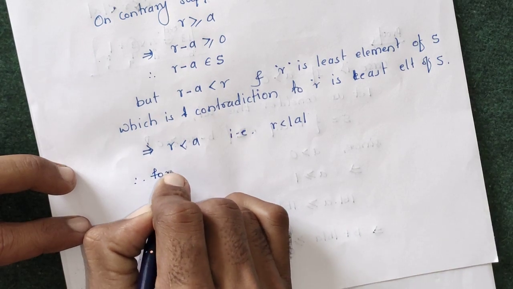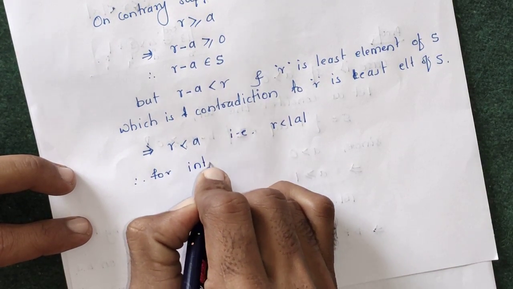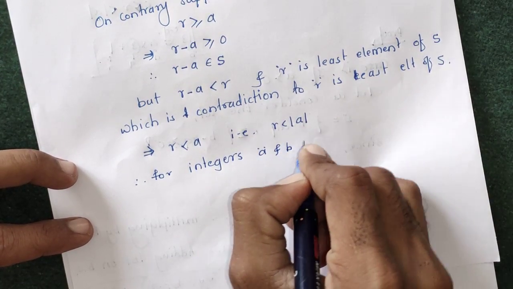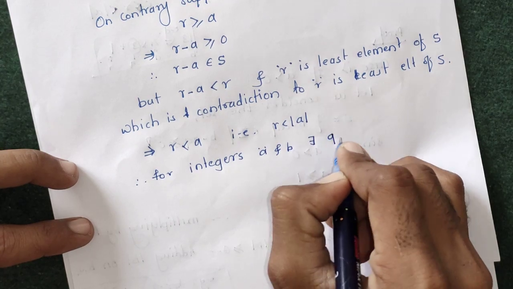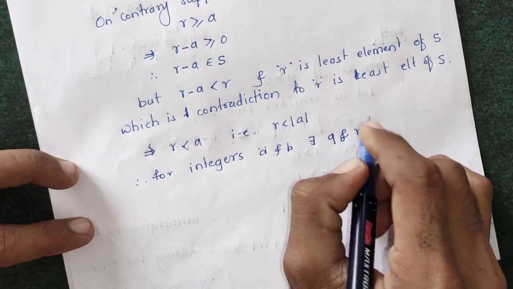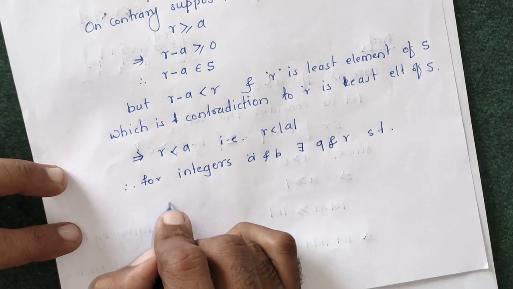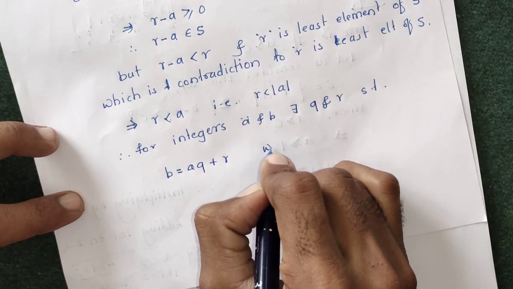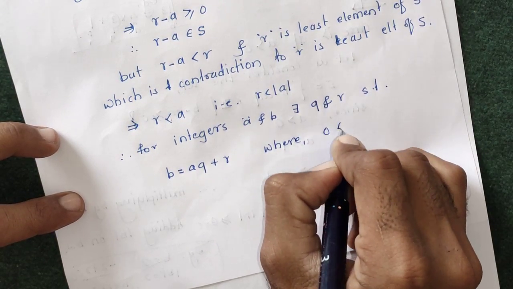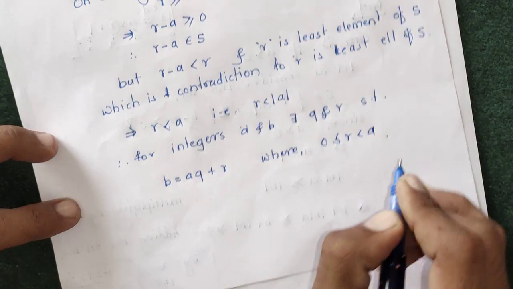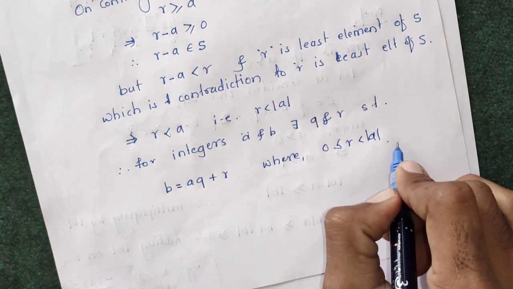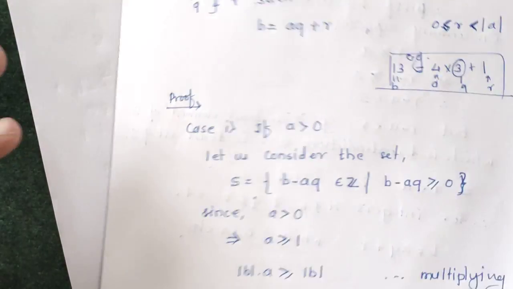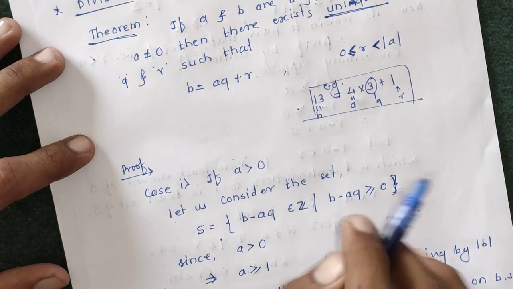Therefore for integers a and b, there exist integers q and r such that b is equal to aq plus r, where 0 is less than or equal to r, which is less than mod a. This proof is for the first case, that is, a greater than 0.